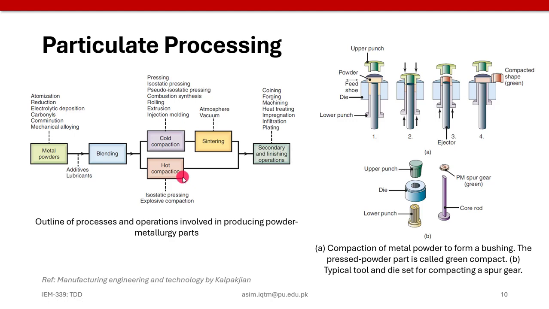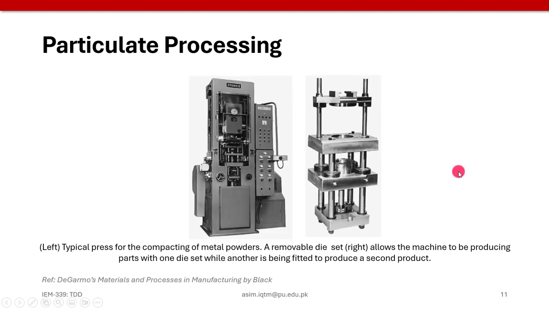I'm not going into detail of these processes because you have already covered these things in your manufacturing processes subject. But our main focus is the design of this die, which actually helps to create this part. And these are the steps: this is the lower punch which applies the force in the upward direction, and the upper punch applies force in the downward direction, and based upon this compaction we are able to achieve this final product.